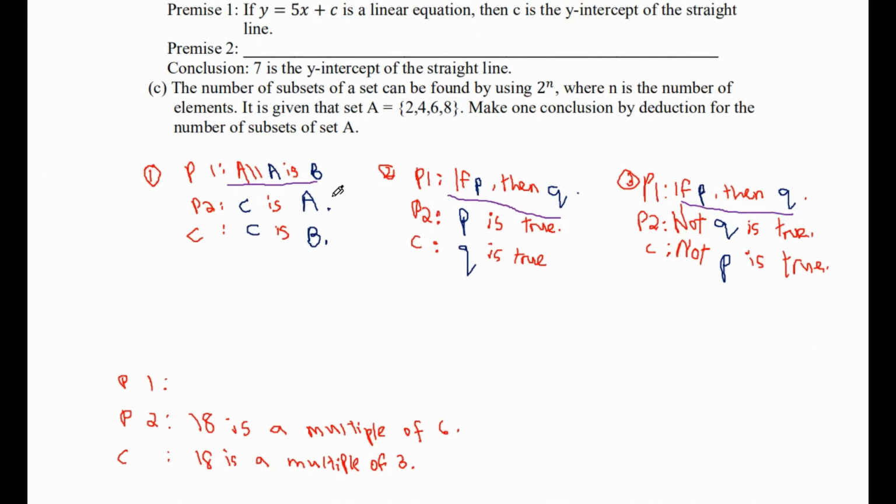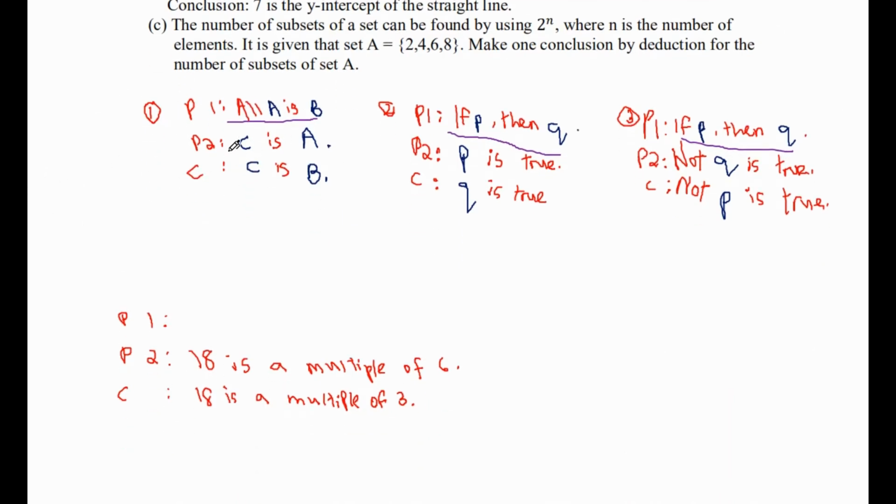When are we going to use the all A is B type? For example, we notice that there are similar words between premise 2 and conclusion. We have to fill in premise 1. Given premise 2, 18 is a multiple of 6. Conclusion, 18 is a multiple of 3. So any similar words between them? Do these two have the same words? They both have 18, only the 'is a' differs. When there are similar words between premise 2 and conclusion, then most likely we are using the first type here, all A is B.